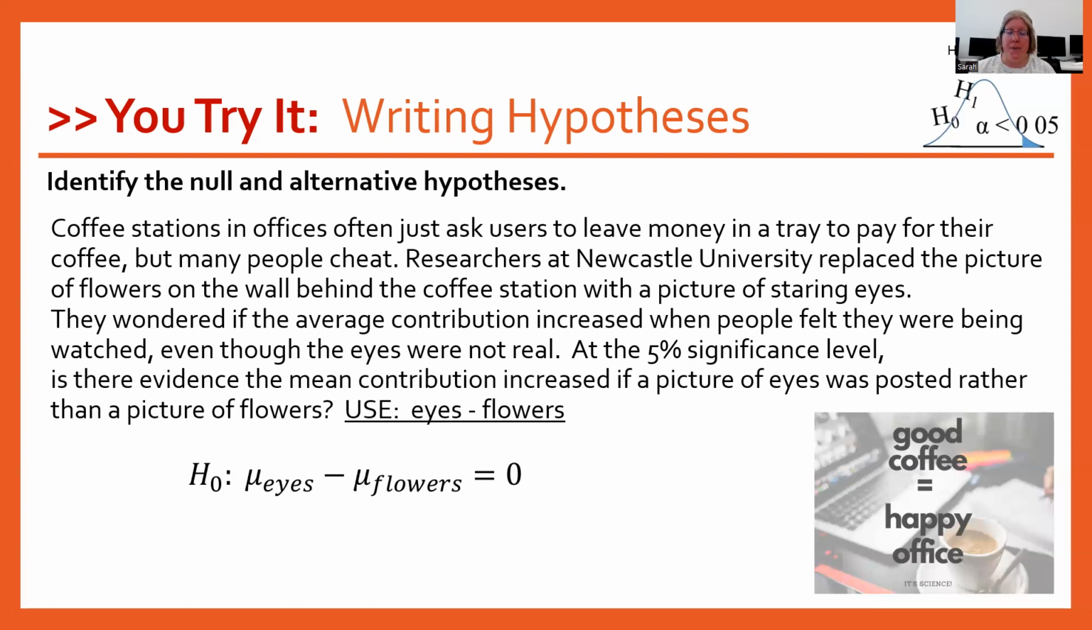So we're going to use the order of subtraction, eyes minus flowers. So our null hypothesis: the mean of the eyes minus the mean of the flowers is equal to 0. Our alternative is that the mean of the eyes minus the mean of the flowers is greater than 0, because we thought with the eyes that people would put more money in. So the eyes should be a bigger number. When I subtract those, I should get something positive, or bigger than 0, which is a right tail test.